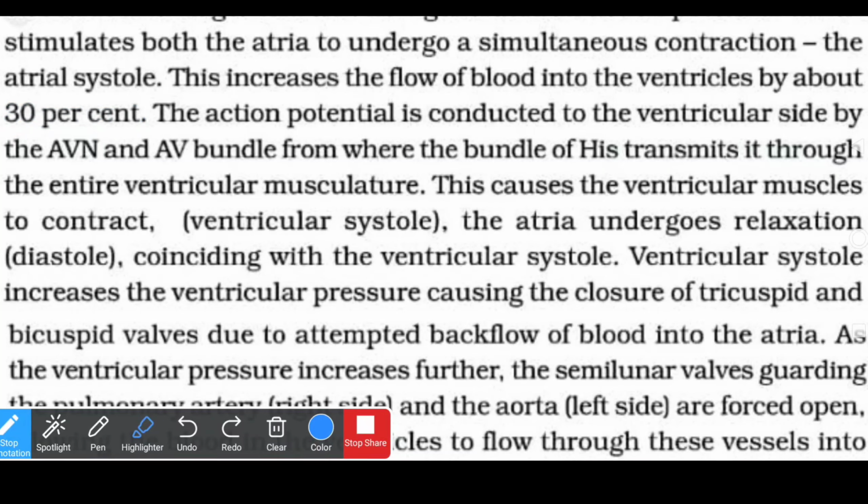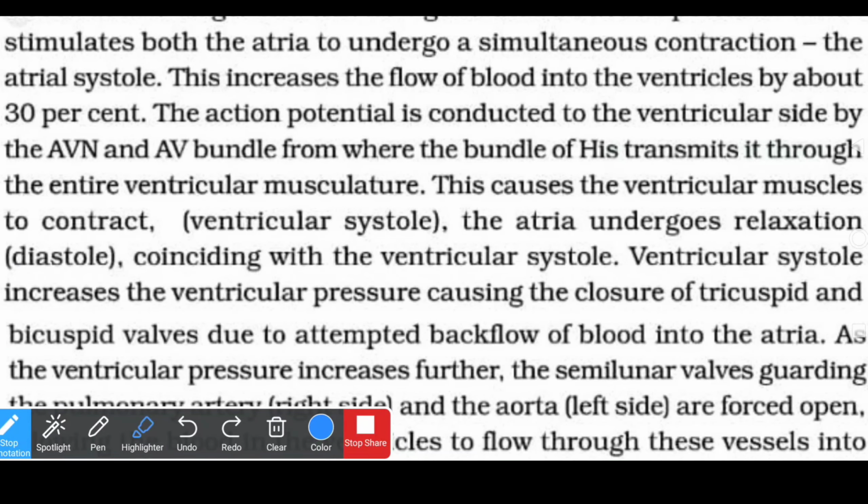Now the action potential is conducted to the ventricular side by the AV node and the AV bundle, from the bundle of His. We have just gone through the bundle of His in the diagram of the heart. The bundle of His transmits it through the entire ventricular musculature up to the Purkinje fibers. So basically the bundle of His is the connection between the AV node and the Purkinje fibers. And this causes the ventricular muscles to contract.